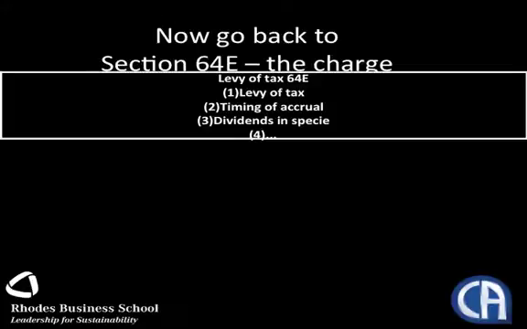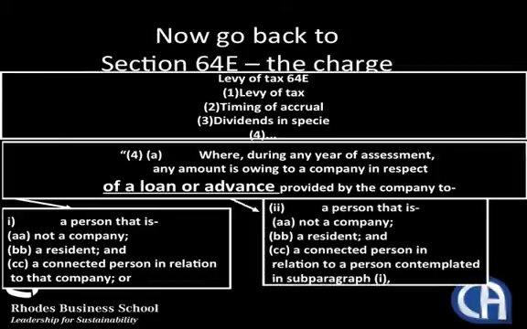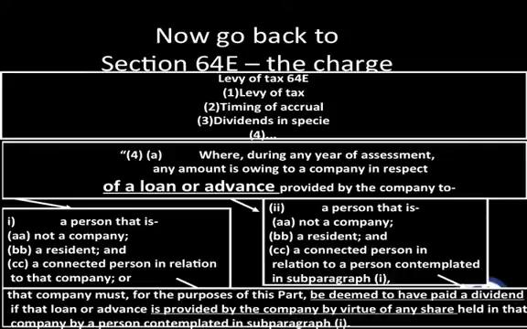Item 4 is great news. You might have remembered from last year that we were going to get a thing called value extraction tax to replace the deeming provisions of section 64C. They went Control-Alt-Delete on value extraction tax. They took it out. And what they replaced it with instead is 64E4, which says you will have a dividend if there is a loan or advance to a person that is not a company, who is resident, and is a connected person in relation to the company. And then it carries on further. The company must, for purposes of this part, be deemed to have paid a dividend if you've made such a loan or advance by virtue of that share.